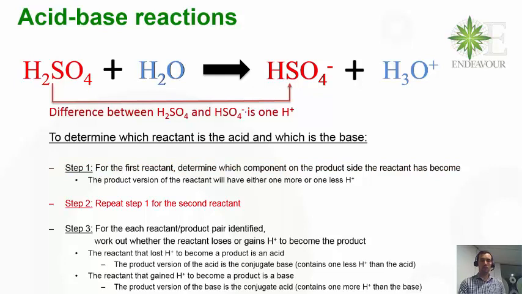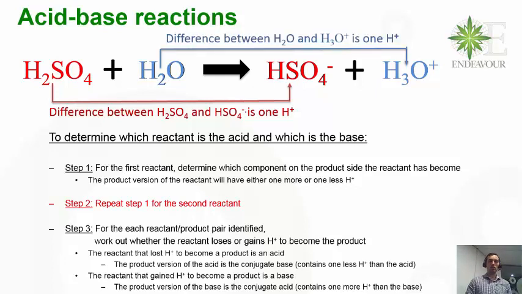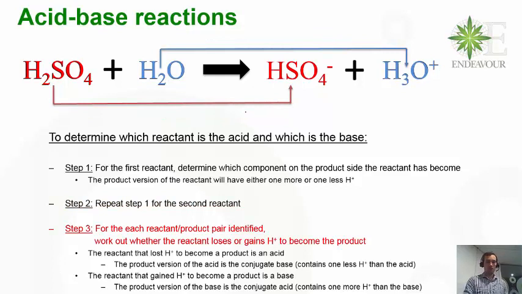So the other pair is between H2O and H3O plus. So the difference between those again is that one H plus. And then for step 3, essentially you're just working out what we did before, how the reactant turns into the product. Is that by losing or gaining H plus? So you're just trying to work out whether to go from the reactant to the product side, has this happened by losing or gaining H plus? So in the case of H2SO4, it's actually losing an H plus to become HSO4 minus. So we can say that H2SO4 has more H plus than HSO4 minus does. Therefore, the H2SO4 is behaving like an acid. Remember, the acids are the proton donors.